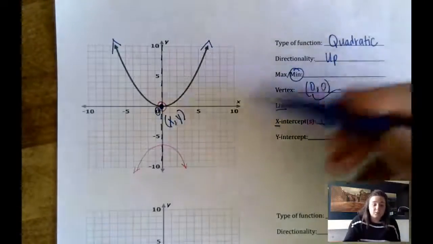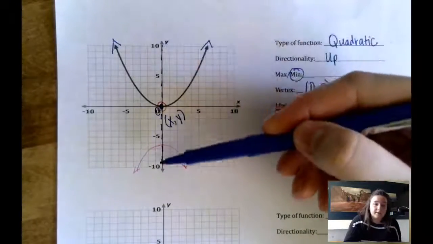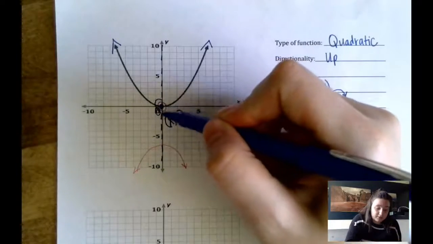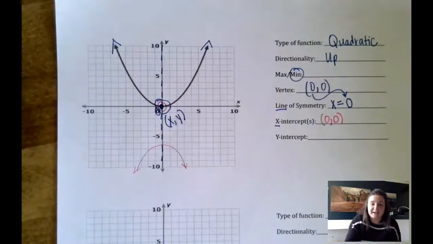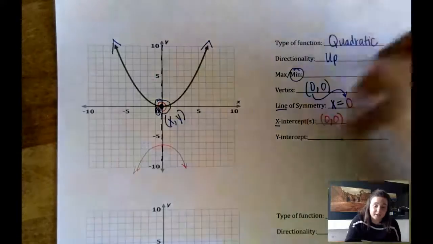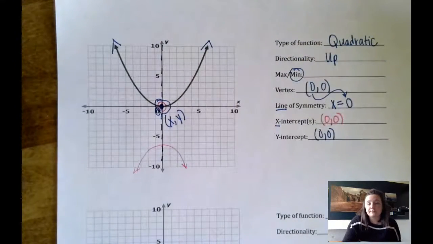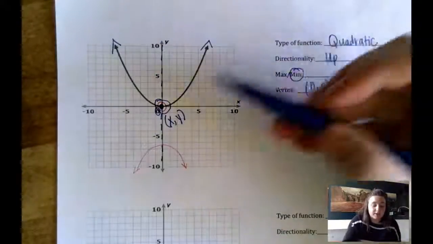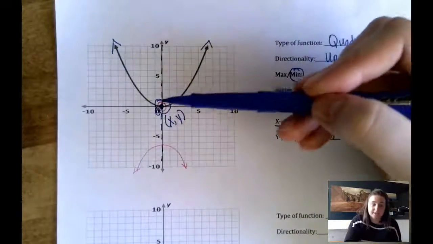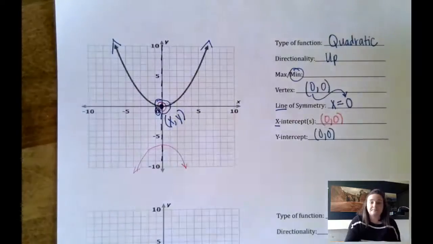And last is our y-intercept. So where does it cross the y-axis? This one happens to be all in the same area, so that point again is where it touches the y, which means that the y-intercept is also 0, 0. Okay, so lots of zeros in this one. That happens when it's centered and it crosses the origin like that.